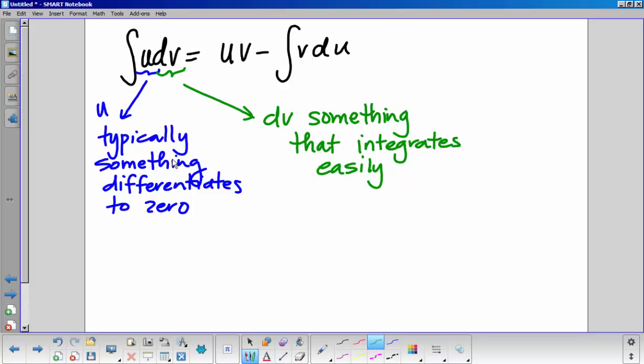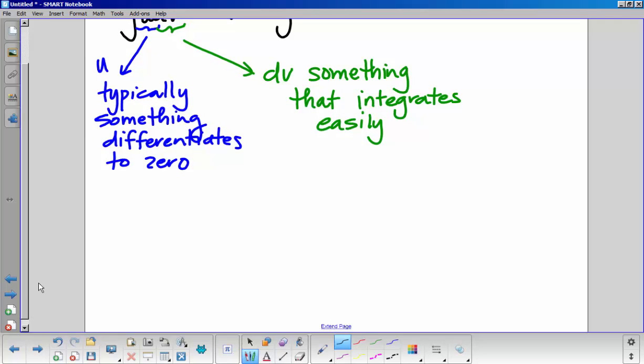Now, when do we use integration by parts? We use it when we're integrating something that has two families of functions together, like a log and an exponential, or a log and a polynomial, or an inverse trig and a polynomial. So when you are given an integrand that has two families of functions multiplied times each other, that's when you're going to use integration by parts. So the challenge is finding out what u is.